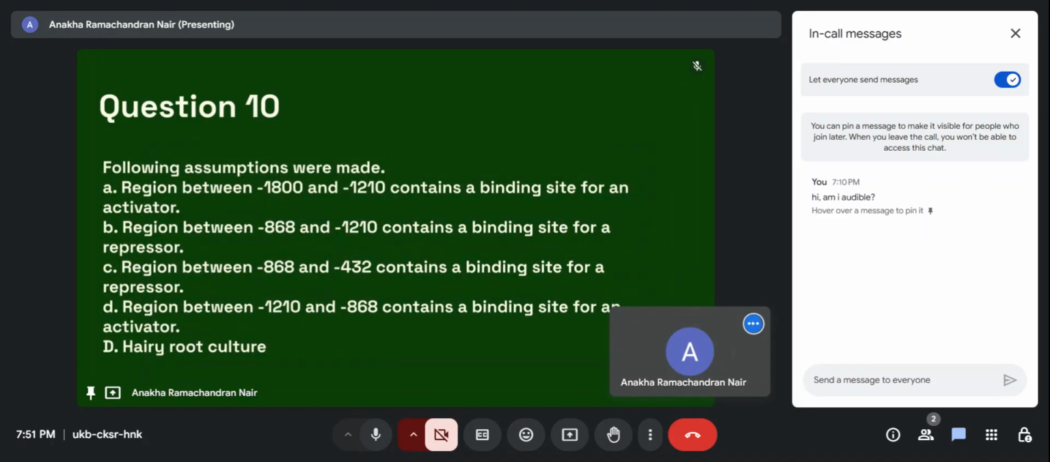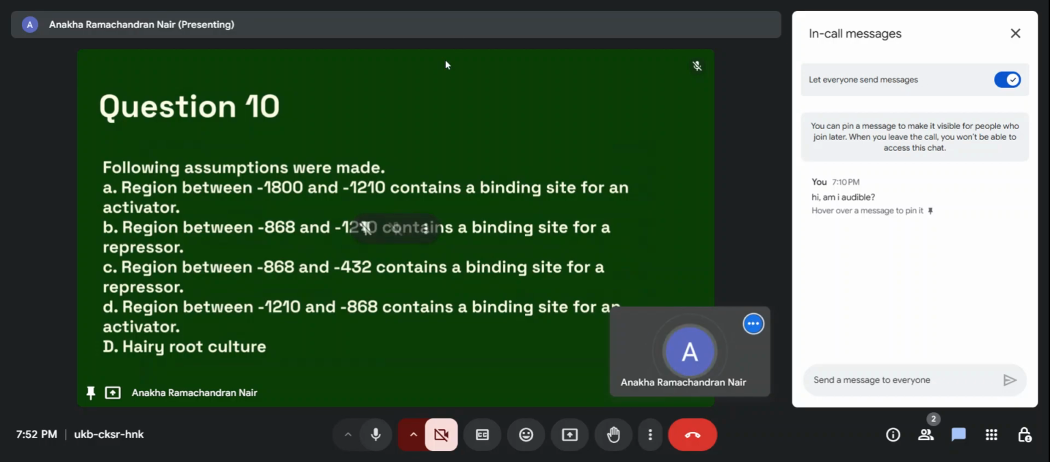Option A is region between -1800 and -1210 contain a binding site for an activator. Option B is region between -868 and -1210 contain a binding site for a repressor. Option C is region between -868 and -432 contain a binding site for a repressor. Option D is region between -1210 and -868 contain a binding site for an activator.